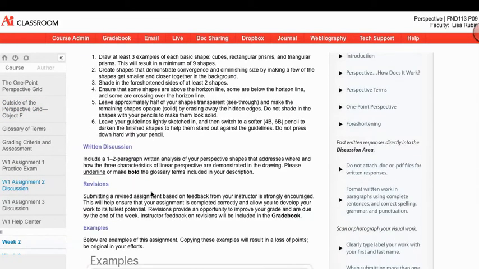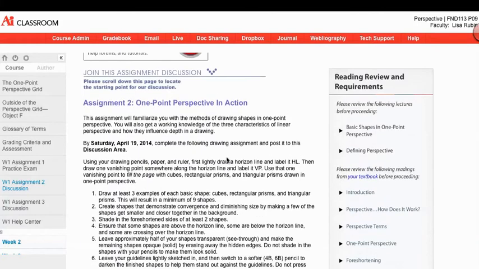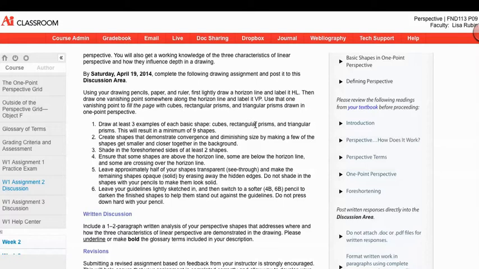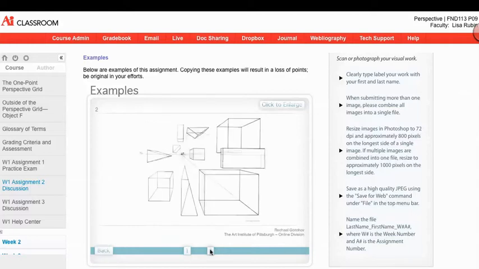Okay, so on this one you're going to do 9 shapes. 1, 2, 3, 4, 5, 6, 7, 8, 9, 10. This one has 10. Just make sure you have 3 examples of each shape: cubes, rectangular prisms, and triangular prisms, and make sure that they could exist in real space together, so there's no overlapping going on here. Alright, this one is overlapped a little bit, but this shape is in front of that shape, so that's why that works. See how all these lines recede to the vanishing point.